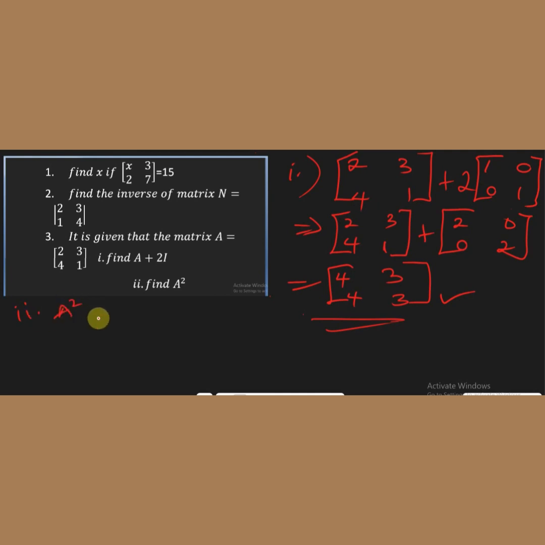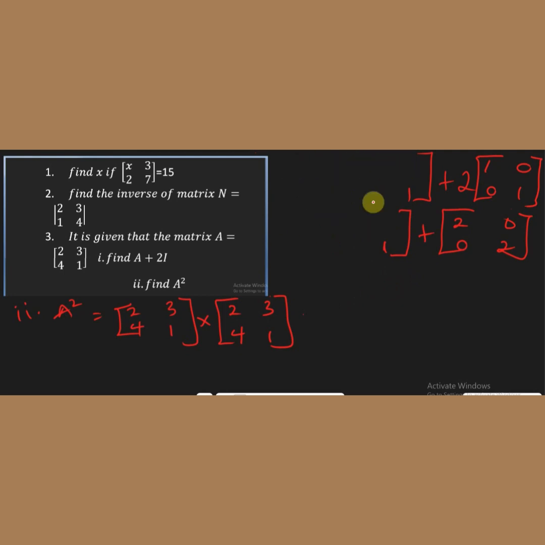A squared means A times A, and this is A. So this is going to be 2 4 3 1 multiplied by the same 2 4 3 1, because it's squared. So I'm going to teach you how to multiply 2 by 2 matrices. Now multiplying these two matrices, the horizontal numbers, the rows, will multiply the vertical numbers, the columns. That is how to do the multiplication, the rows against the columns.